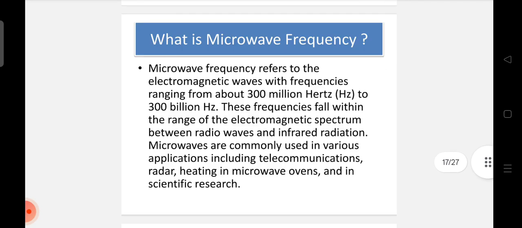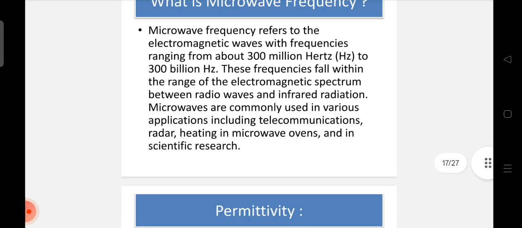Then what is microwave frequency? We are using X band microwave bands for our study. Microwave frequency refers to electromagnetic waves with frequencies ranging from about 300 million hertz to 300 billion hertz. These are used in applications including telecommunication, radar, and heating in microwave ovens.